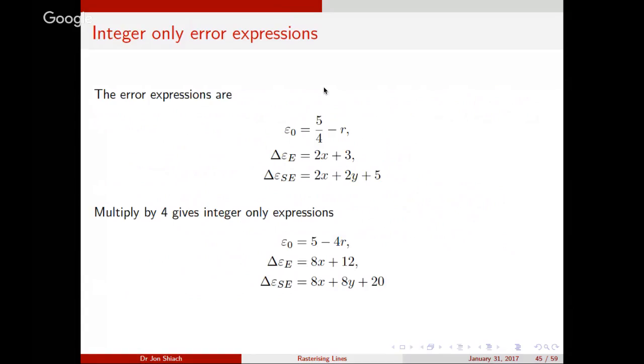All we do, here are the error expressions. So that's your initial error, that's your error when you first start. That's your change in error if you went to the east, and that's your change in error if you went to the southeast. All we need to do is multiply them by 4. So we multiply the initial error by 4, we simply get 5 minus 4r. The change in errors also get multiplied by 4, and we've got integer-only expressions. Remember, it doesn't matter what the value of the error is. We're only looking at the sign. We're only looking at whether the error is positive or negative.